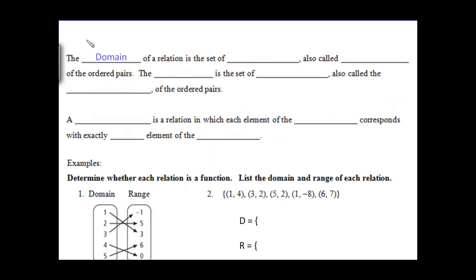The domain of a relation. The domain, we call that the inputs, or we also call that the x-coordinates. So we can get our domain of all of the x's that are associated with our function. The range is the set of outputs, also called the y-coordinates. So we have input, we have output, we have domain, we have range. We have x, we have y. A function is a relation in which each element of the domain corresponds with exactly one element of the range.